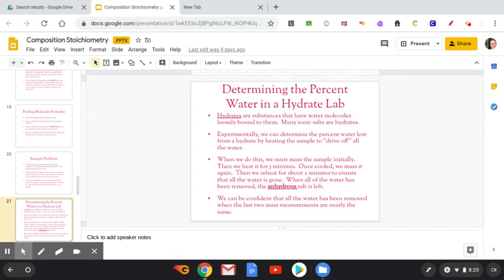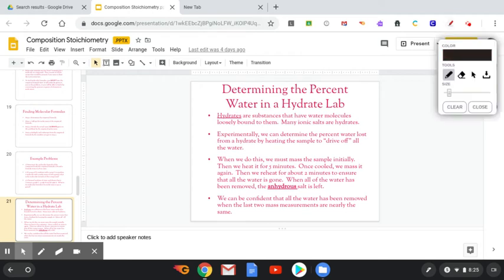This lesson is about hydrates. So first, let's talk about what a hydrate is. A hydrate is a substance that has water molecules loosely bound to them. Most of these are ionic salts. So a lot of the things that we've been talking about, things like copper chloride. So if you have CuCl2, oftentimes you're going to have water associated with this also.